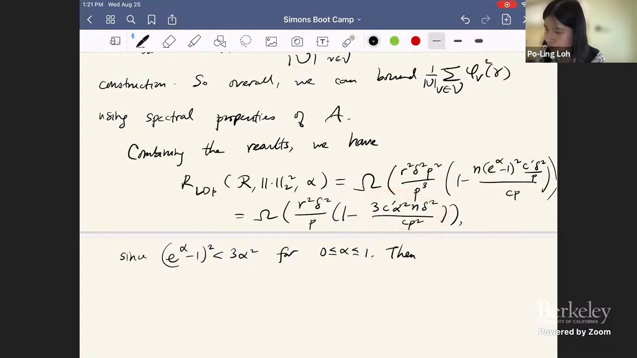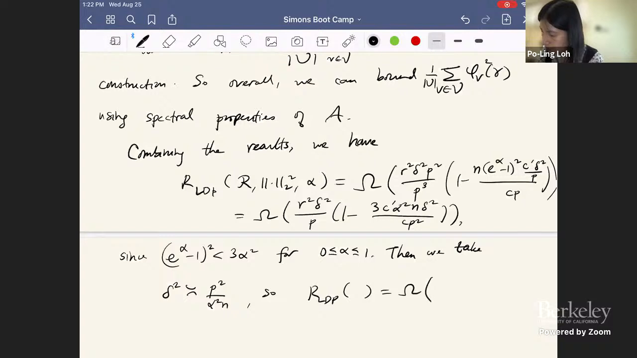How do we make this order of 1/2? Then we take delta squared to be on the order of P squared over alpha squared n. So our LDP is going to be equal to omega of R squared P over alpha squared. Okay, so we're done. Hopefully this wasn't too laborious, but I hope that this illustrates, first of all, how you would get these lower bounds for local differential privacy, but also the benefit of using the distance-based Fano method, where you can define the subset of distributions however you want.